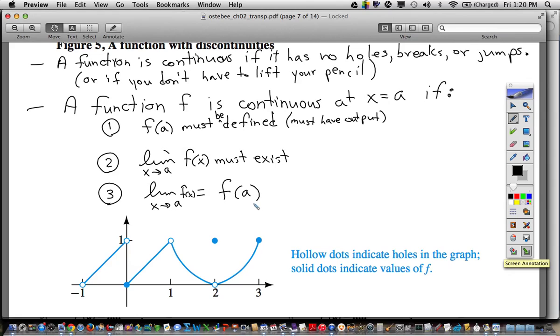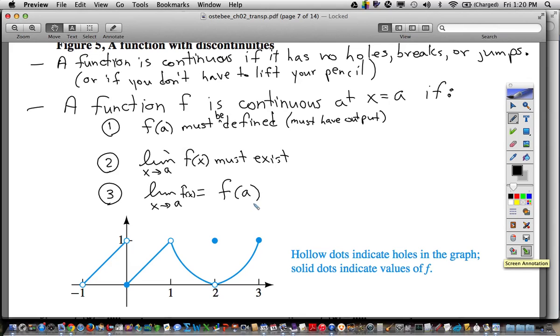All right, what I may give you is a graph like this on the quiz, and I'll say list the places where it's discontinuous. So you'd say at x equals -1, and at x equals 0, and at x equals 1, and at x equals 2. Now I may also ask, why is it discontinuous there? And I want you to give these reasons. I don't want you to say because there's a hole or because there's a break.